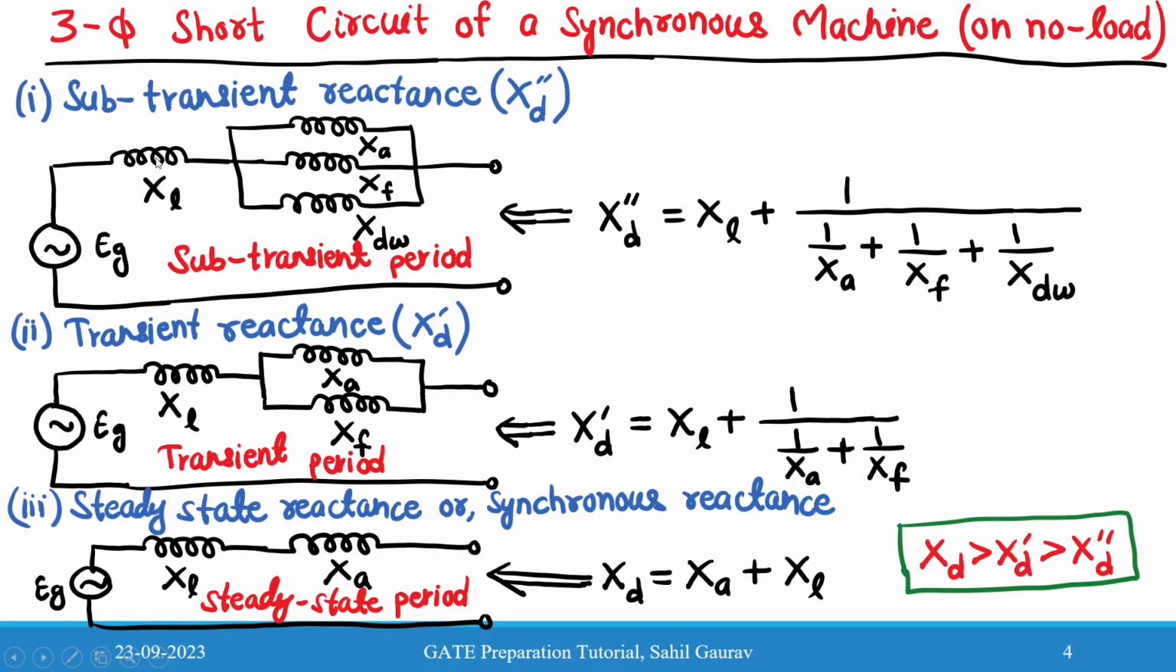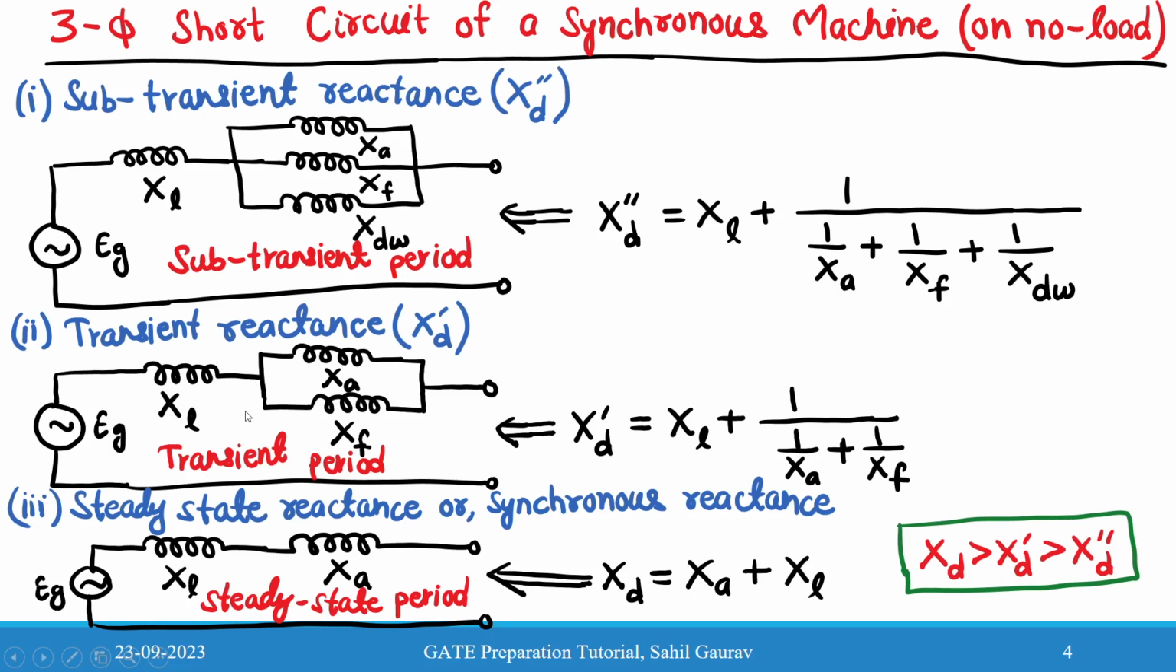So these are the three different types of reactances for the fault analysis. The sub-transient reactance for the sub-transient period includes leakage reactance plus armature reactance. XA is the armature reactance, XF is the field reactance, and XDW is the damper winding reactance. For the sub-transient period, we include all these reactances, and just keep in mind that XA, XF, and XDW are all in parallel, so you can find the equivalent reactance for the synchronous machine.